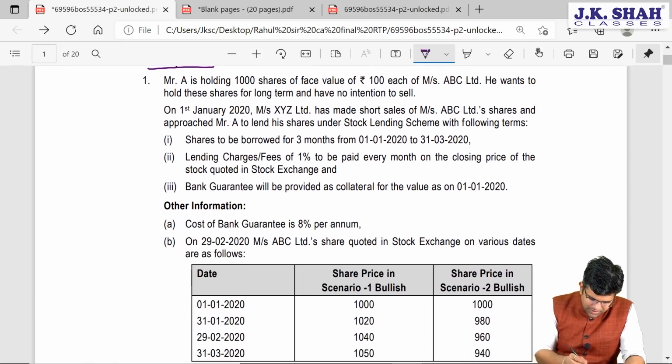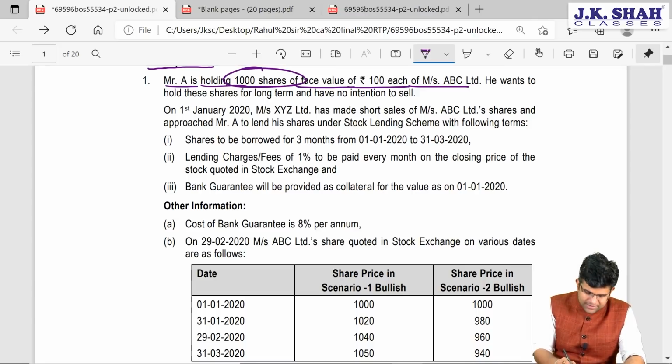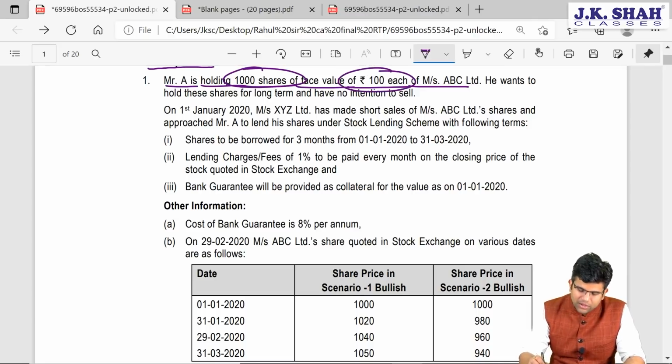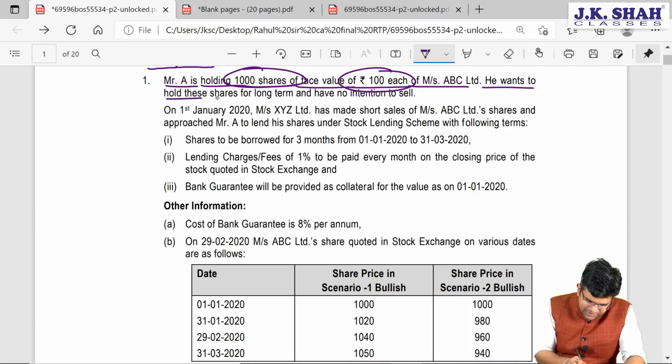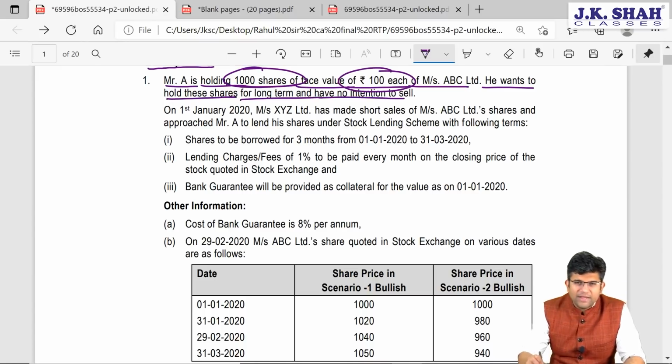So what they are saying, Mr. A is holding 1000 shares of face value rupees 100 each of ABC Limited. He wants to hold these shares for long term and has no intention to sell. So he is saying that I am going to be holding it for long term, there is no intention to sell, but I am ready to lend it if someone wants it for a period of few months and then give it back to me.